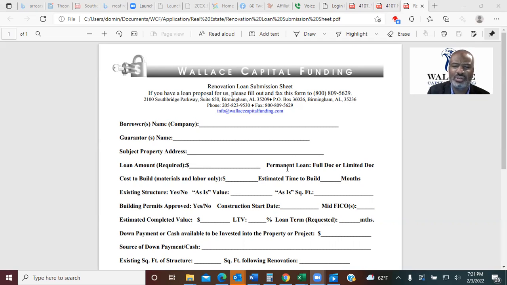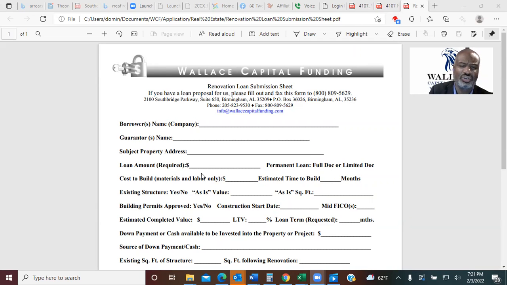And what type of loan you're going to do, full doc or limited doc? Obviously full doc would need tax returns and bank statements, and so forth. Limited doc, we won't need as much. But what I would suggest is that you try to go full doc, because usually the terms are better. The more information, usually the better the terms.